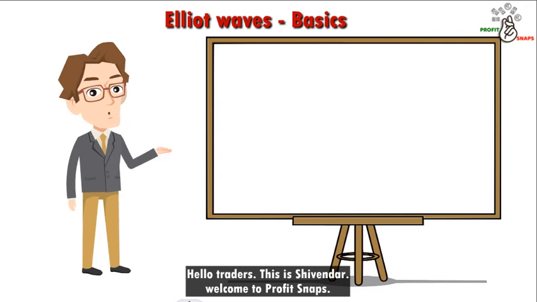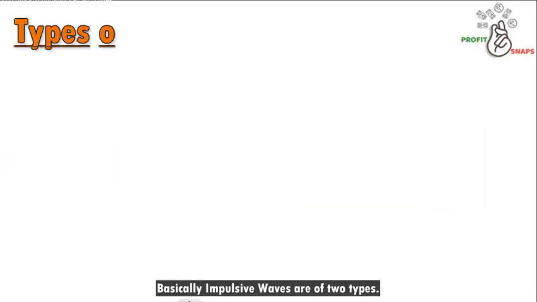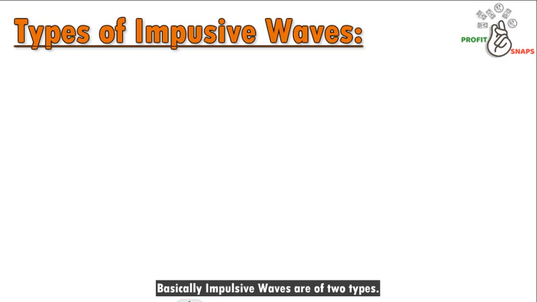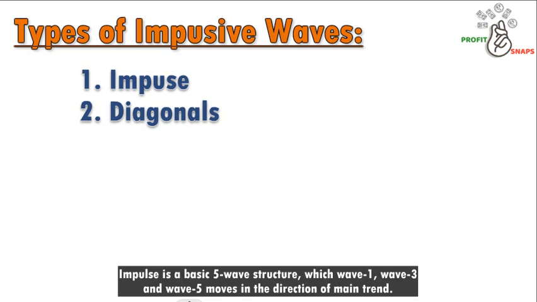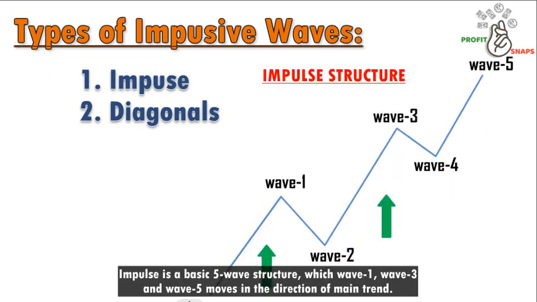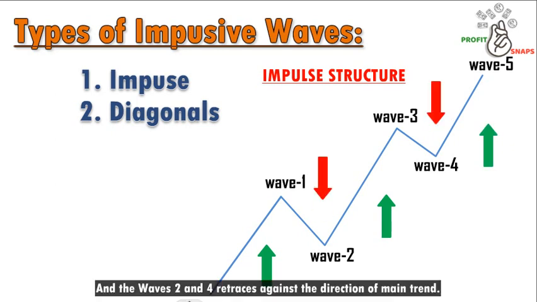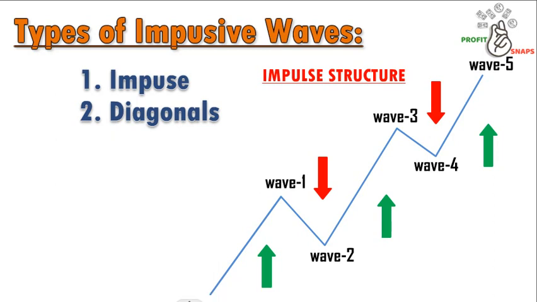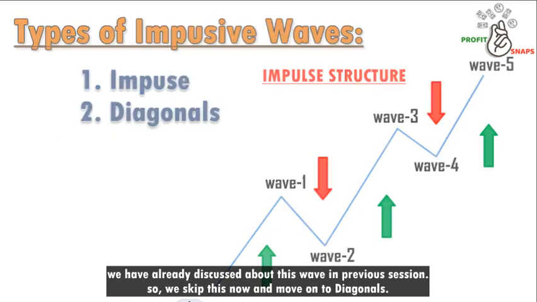Welcome to Profit Snaps. In this session we are going to look into the mannerism of the leading diagonal. Basically, impulsive waves are of two types. First one, impulse. And the second is diagonals. Impulse is a basic 5-wave structure, in which wave 1, wave 3 and wave 5 move in the direction of the main trend, and waves 2 and 4 retrace against the direction of the main trend. We have already discussed this wave in a previous session, so we skip this now and move on to diagonals.